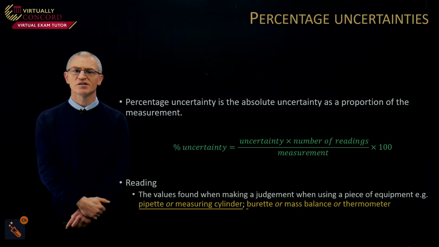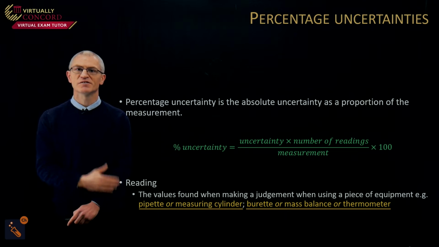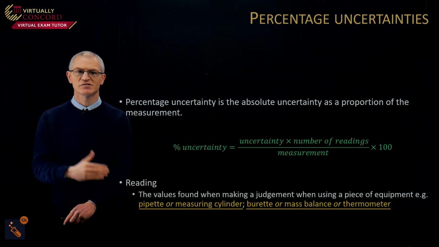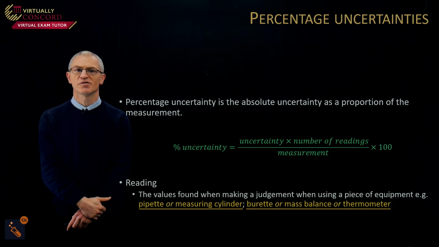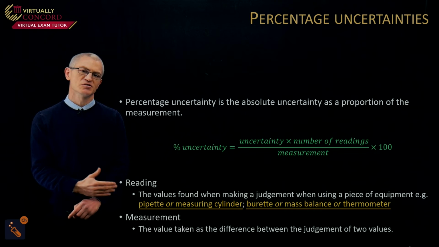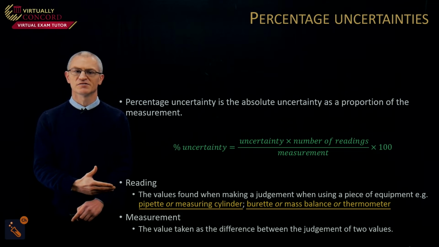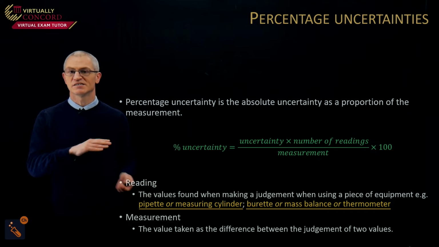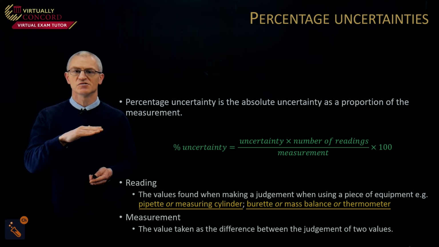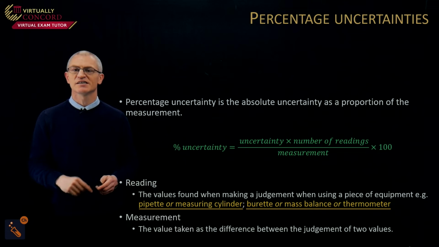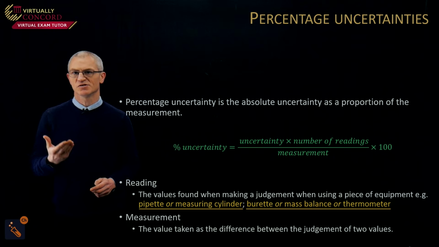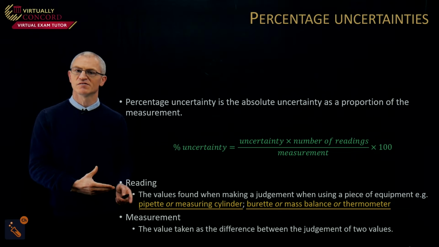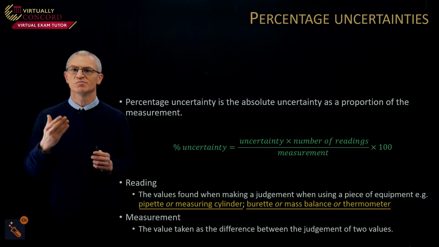centimeters cubed. Now with a burette, a mass balance and a thermometer, you're looking for changes. So you're looking for a change in volume in a burette, a change in mass for a mass balance, or a change in temperature for a thermometer. Now what is the measurement? The measurement is the value taken as the difference between the two readings. So for example, if I have two readings on a mass balance, it's the difference between the two masses that I have. If it's only one reading, it's just the volume that you've measured. So if it's a 25 centimeters cubed pipette, your measurement would be 25 centimeters cubed. If it's a 50 centimeters cubed measuring cylinder, your measurement would be 50.